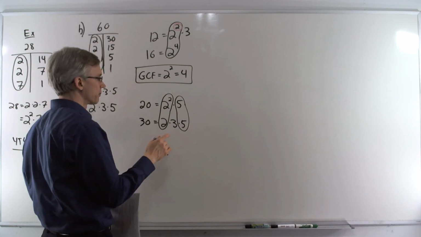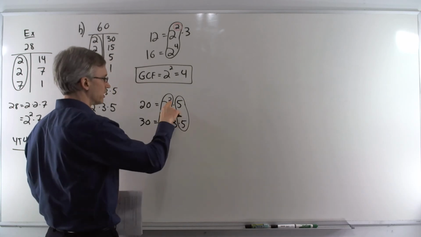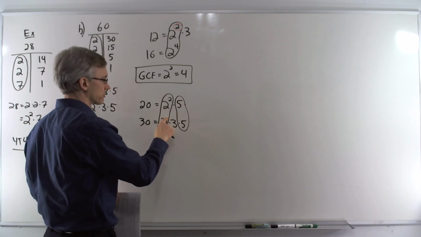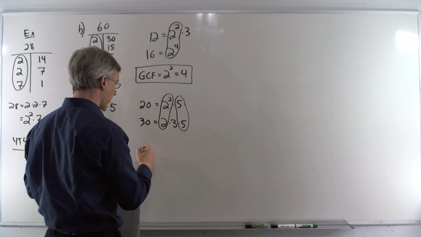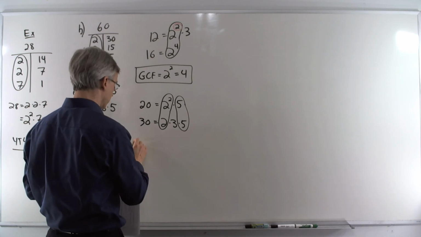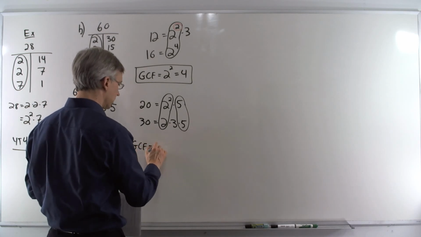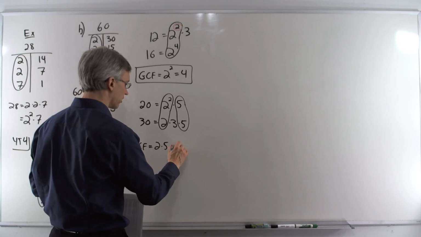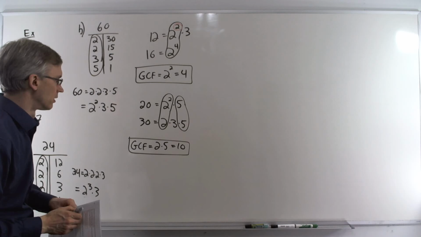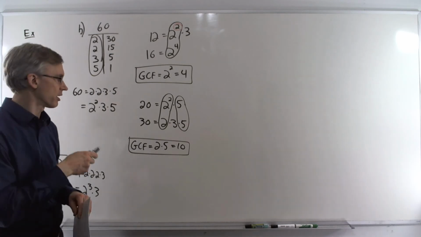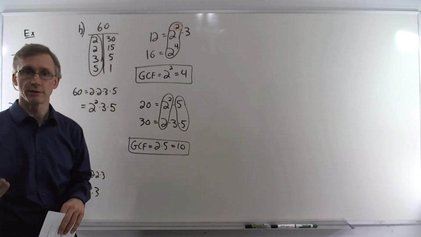Now for each one of these, we pick the smaller of the 2 exponents. We have 2 squared and 2 to the first power, so we want 2 to the first power. And then 5, they're both to the first power. So the greatest common factor is 2 times 5, which is 10. So no matter if we're doing variables or numbers, we want the smallest exponent.